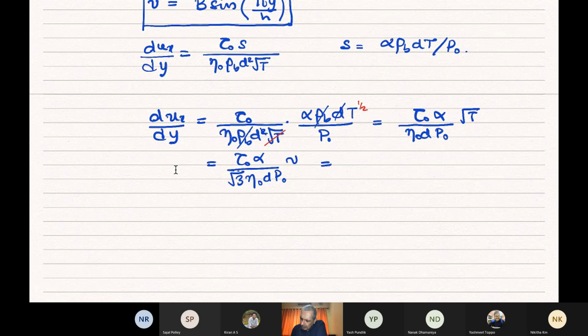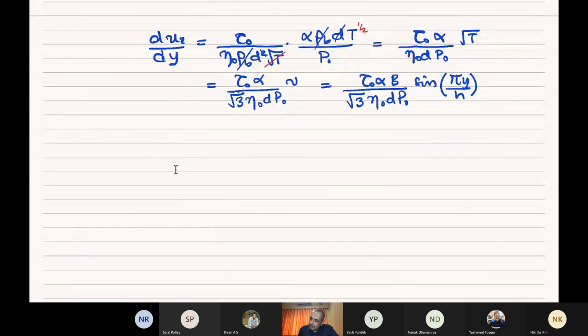So then finally what I can get is that this is just tau 0 alpha square root of 3 eta 0 d p0, and now instead of v I can write down b sine of pi y by h. So you can see now this is an easy equation. This part is just a constant, and here now we can integrate it.